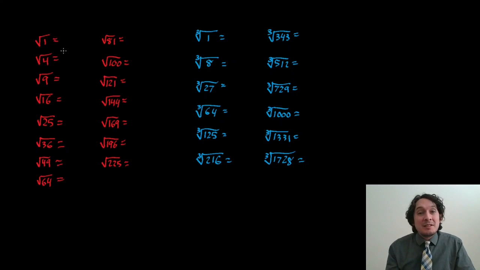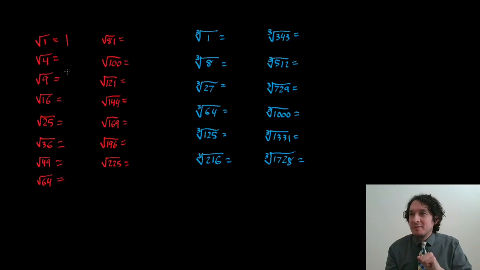A square root asks the question, what number, if I take two of them and multiply them together, gives me the number inside the radical, inside the root? For 1, for example, that number is 1 times 1. Take two copies of 1 and multiply them together, and you get 1. Therefore, the square root of 1 is 1.